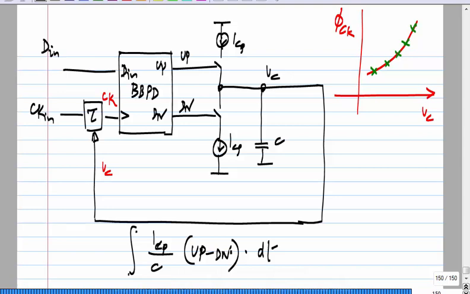Okay. So, if you integrate this from 0 to let us say some number of input clock periods, so this can be alternatively represented by what?